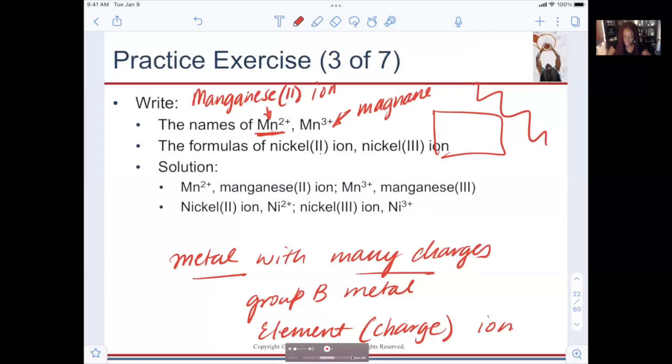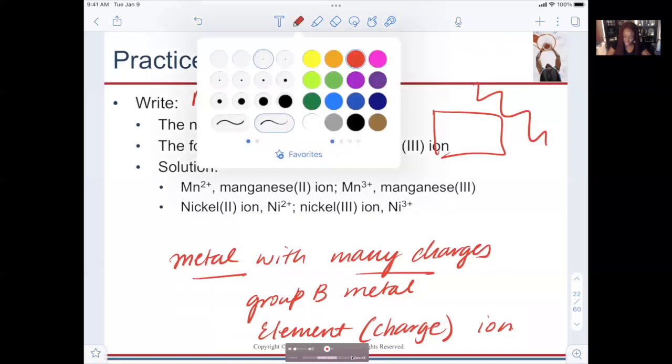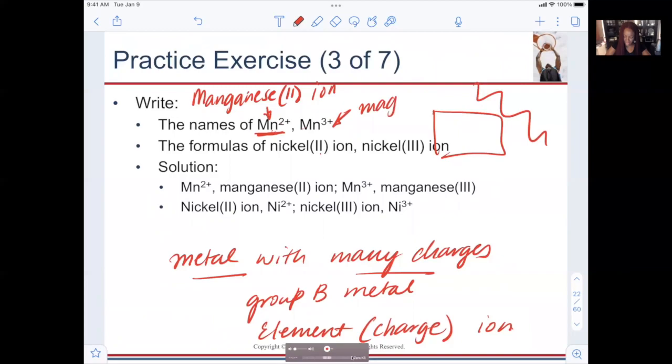This one here will be manganese 3 ion. Okay. And then, of course, here it's saying provide the formula. You can tell once again, these are metals, and these metals have 2 different charges, right? So nickel 2 plus, nickel 3 plus. And please notice nickel is nickel, not like the nickel coin.